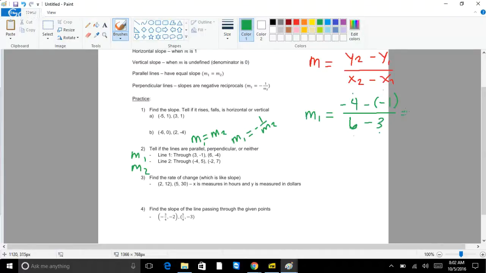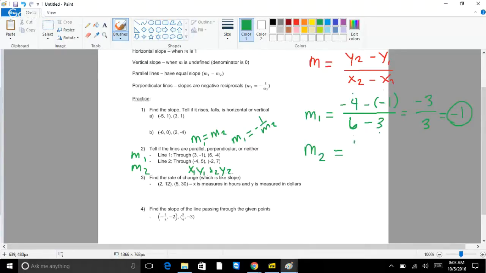Okay, so I have -4 minus a -1. That's just like adding 1. So that's -3. And I have 6 minus 3, which is 3. So it looks like my slope for line 1 is -1. Then I need to switch it up and find my slope for my second line, which is m sub 2. Again, if this confuses you, you can always label. So I could say this is x1, y1, x2, y2. Or if you can just do it based off of looking at the points, you can do that as well.